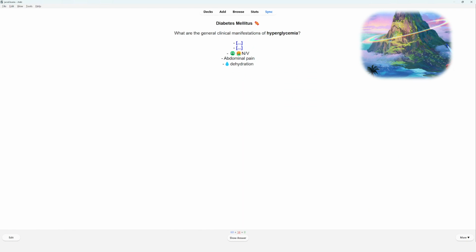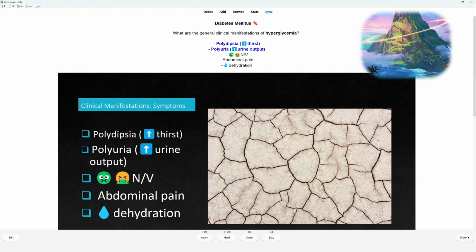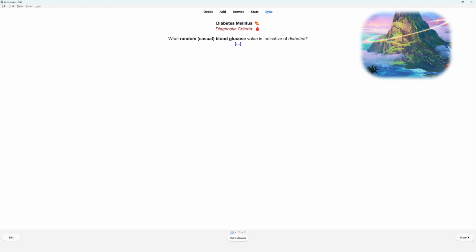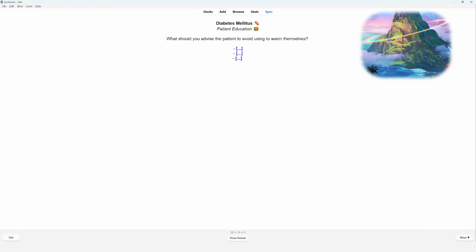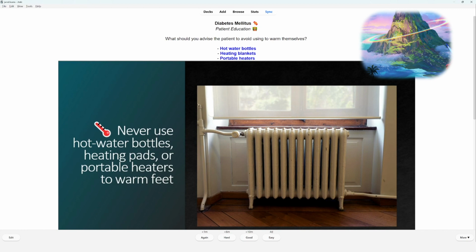General clinical manifestations of hyperglycemia, flushed and dry appearance, polyuria and polydipsia. Random casual glucose, over 200, and classic signs and symptoms of hyperglycemia. What should you advise a patient to avoid using to warm themselves? That's heating blankets, heating pads, hot water bottles, portable, yeah.